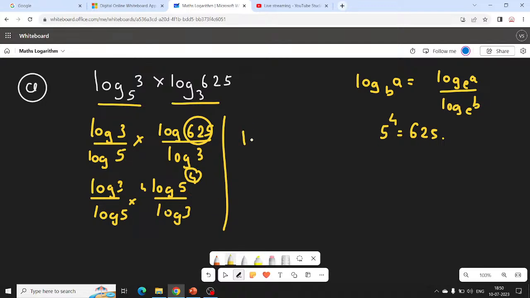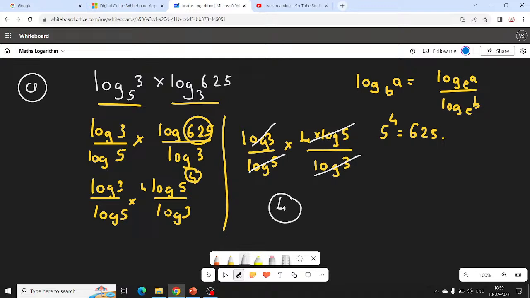Okay, so look at this. What happens to this question? This becomes log 3 divided by log 5, into 4 into log 5 divided by log 3. Okay, now that's it. Can I cancel log 3 and log 3? Can I cancel log 5 and log 5? What is remaining? This is the answer. Can you do this kind of questions now? Yeah, start doing it now. Fast.